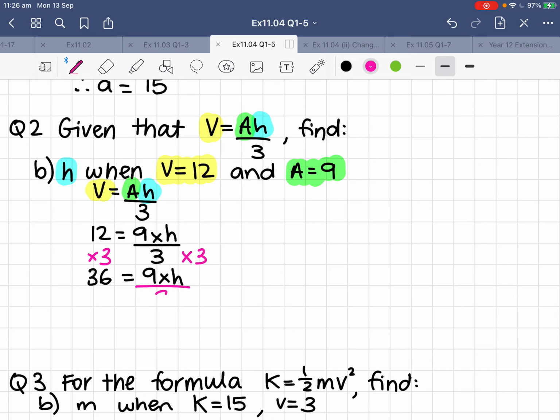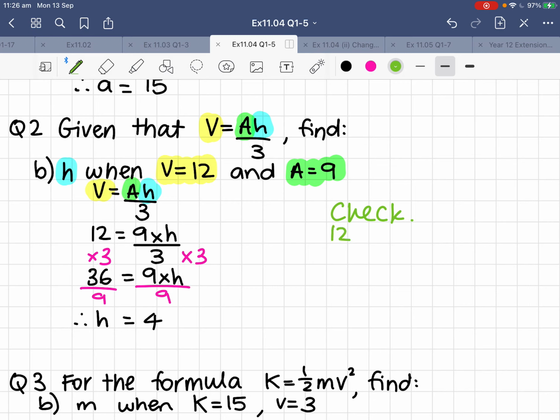So we're going to divide both sides of our equation by 9, and here we get that 36 divided by 9 is what H will equal, which is 4. So therefore we get H equals 4. Now you could check your work: we can substitute all these values in and both sides should equal each other.